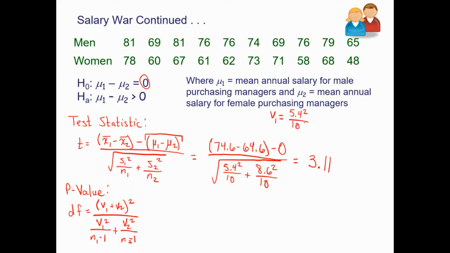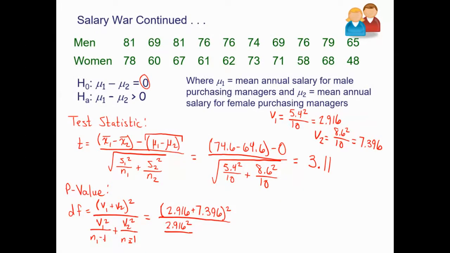5.4 squared over 10, so I get V1 equals 2.916. V2, 8.6 squared over 10, is 7.396. That's V1, that's V2. Plug it in. So 2.916 plus 7.396 squared over 2.916 squared. Now, N1 minus 1.